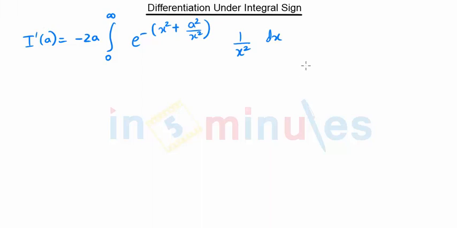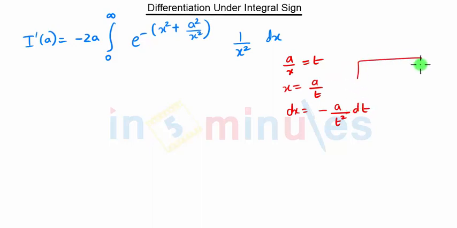So this is a very complex integration, so we put a by x equal to t, then x will be a by t, then dx will be minus 1 upon t square dt. Since we are changing the variable, our limits of integration will also get changed. So here we write initial variable and here we write new variable. X is going from 0 to infinity. When we put x equal to 0, we get t equal to infinity. When we put x equal to infinity, we get t equal to 0.